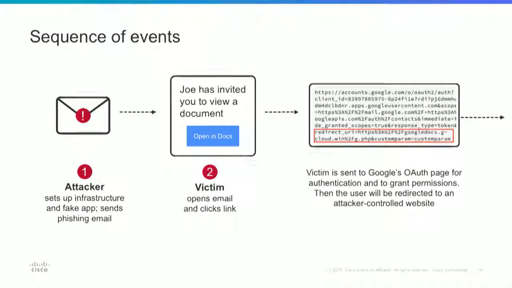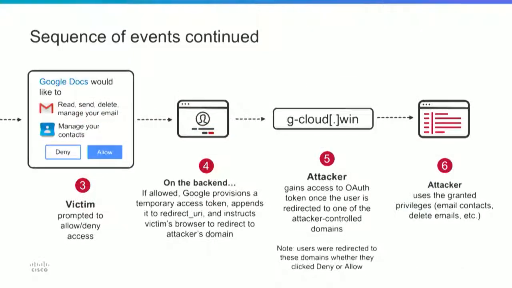And then what happened? Permissions were actually granted, and then the user is attacked to the back end. So Google provisions a temporary access token, appends it to a redirect, and the attacker gains access to the OAuth token once the user is redirected. So once this actually occurs, the attacker has complete privileges into whatever OAuth service that user actually provided credentials for, to act effectively on their behalf.